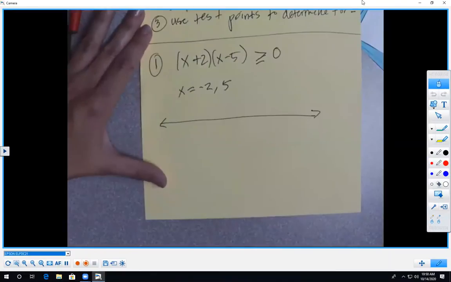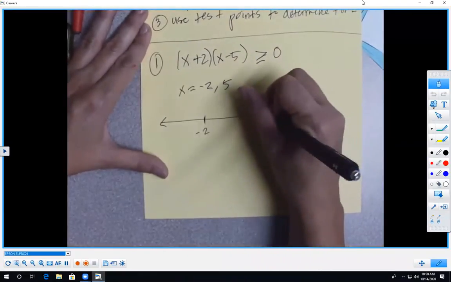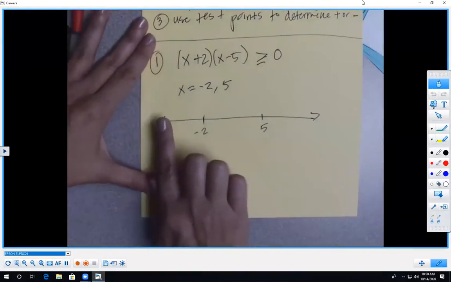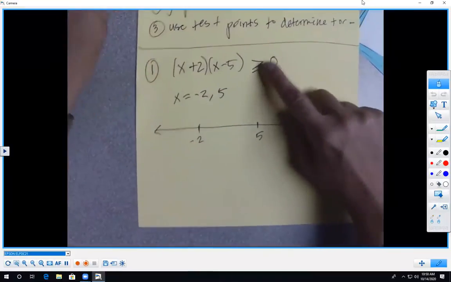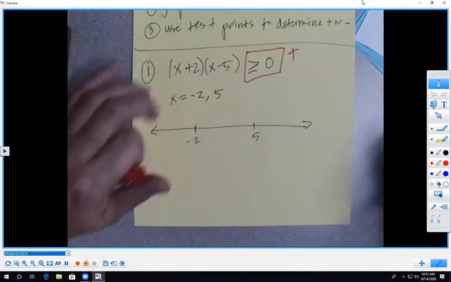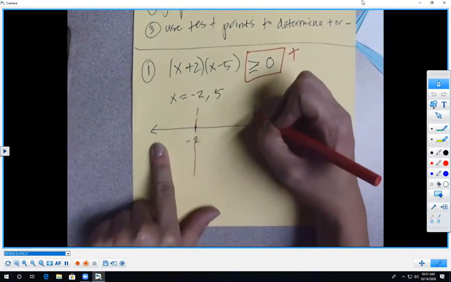What I do from here is I graph these on a number line. I have like -2 over here. I have +5 over here somewhere. I want to see which part of the graph is greater than or equal to 0, which is positive. So I pick a test point in each part. It's like, this is a boundary, this is a boundary, okay?